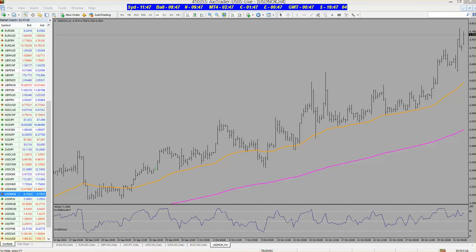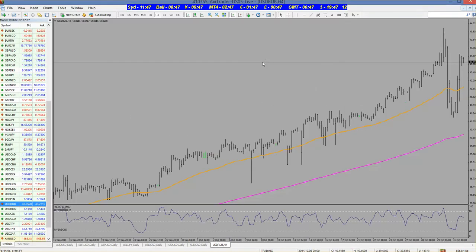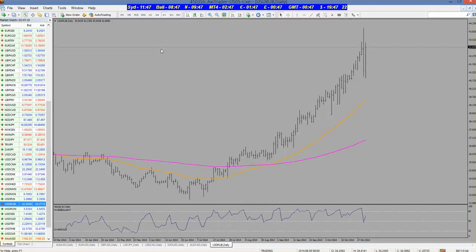Russian ruble. Okay. It certainly had a bit of a turnaround on, I think, Thursday night. Yeah, massive turnaround on Thursday night. Yeah, good luck trading that. Just leave that one alone. Leave that one to the Russians.